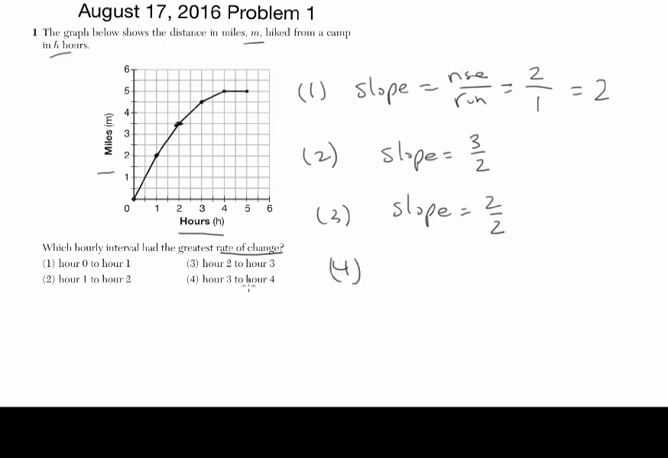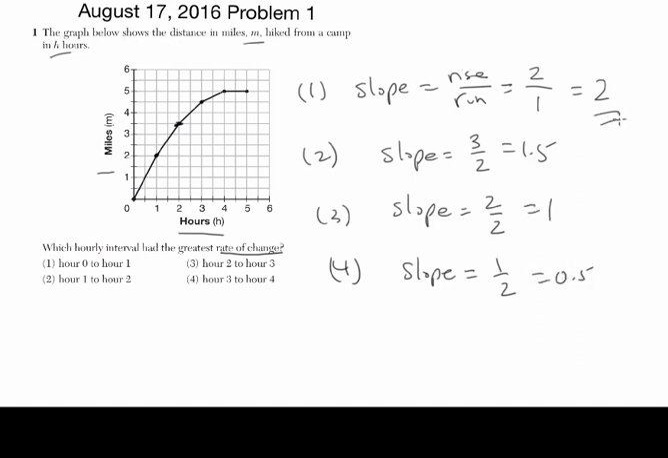And then for the final one, from 3 to 4, we have a rise of 1 and a run of 2. Again, rise 1, run 2. So here we have the slope equals 1 over 2. So it says the greatest rate of change. So we have 2, this is 1.5, this is 1, and this is 0.5.